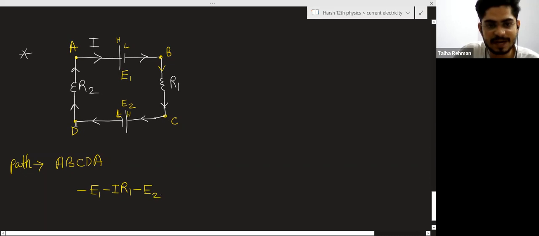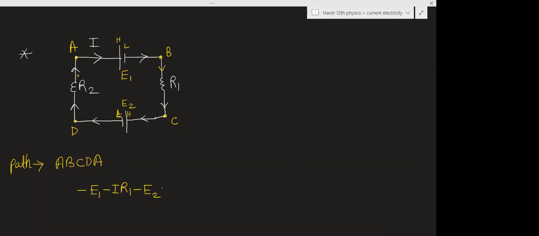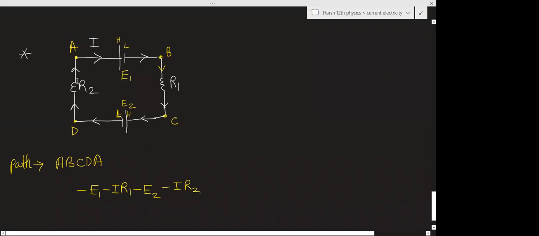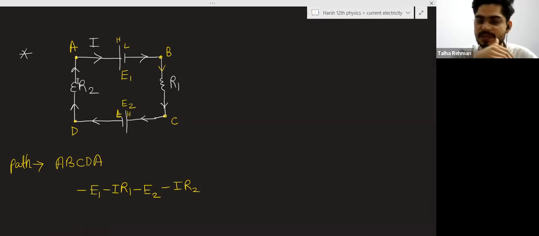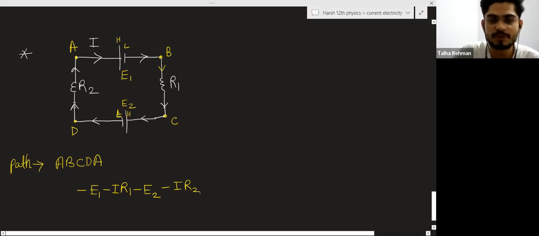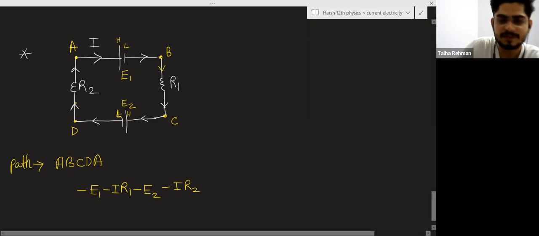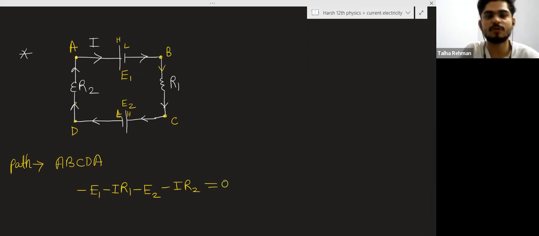Then C to D. Again you will take minus IR2. So plus, right? Lower to higher? No, because you are moving in the direction of current. Whenever you are moving in the direction of current, and there is a resistance in between, always take minus IR. Why will you take minus? Because you are moving in the direction of decreasing potential, since current always flows in the direction of decreasing potential. And this all equals zero.